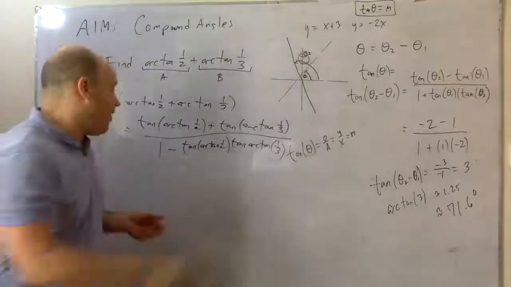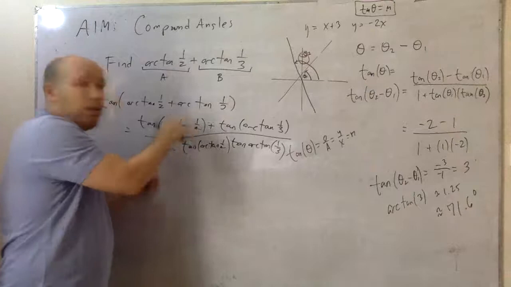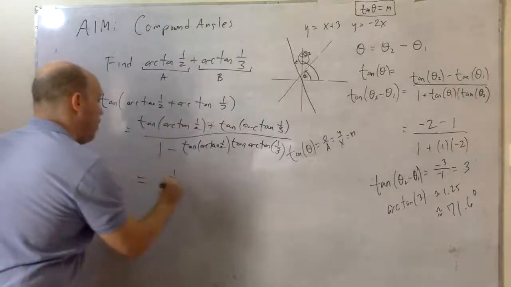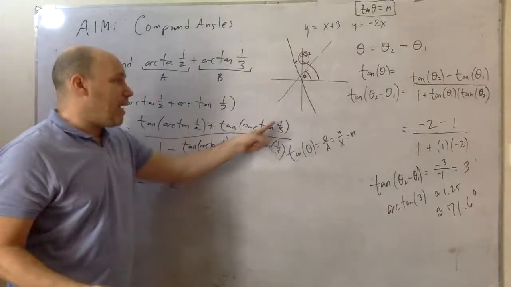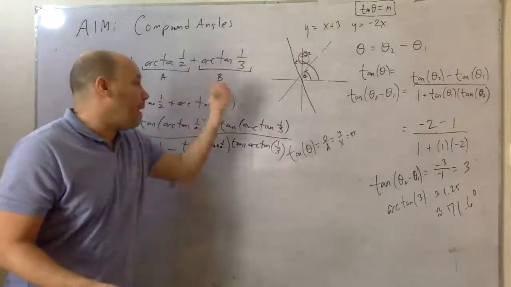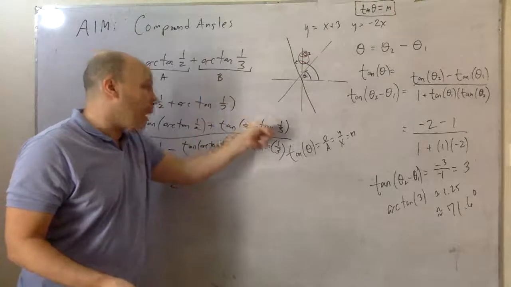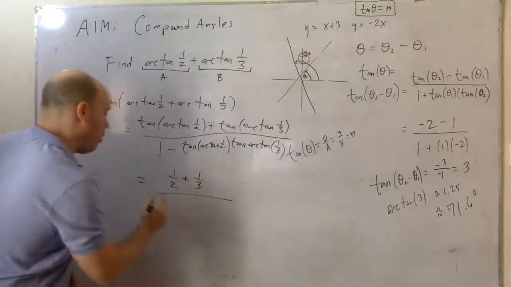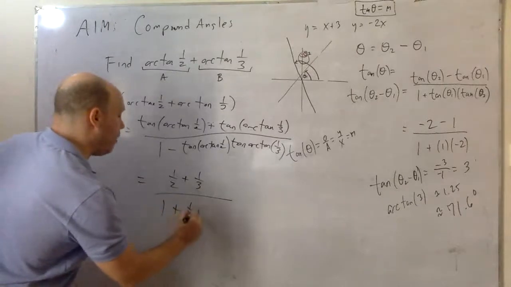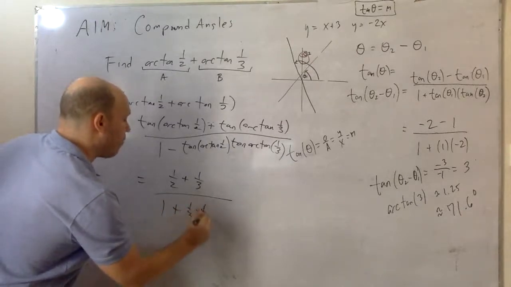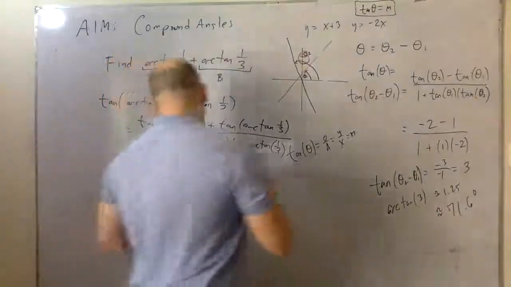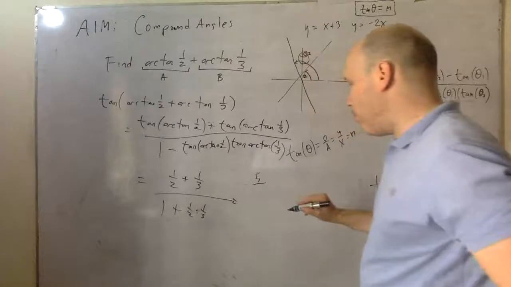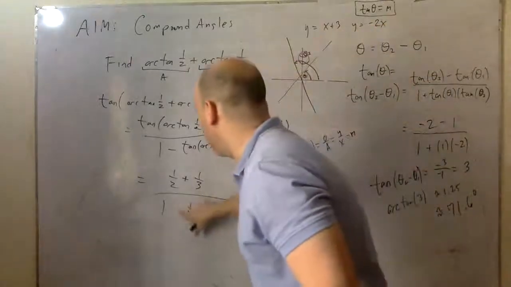They're inverses. So if arctan takes 1/2 to some angle, where does tangent take that angle? Right back to 1/2. If the arctangent takes 1/3 to an angle, angle B, what's the tangent of B? Right back to 1/3. So we have 1/2 plus 1/3 over 1 plus 1/2 times 1/3. And so we get, what do we got here? We get 5 over, it's minus.